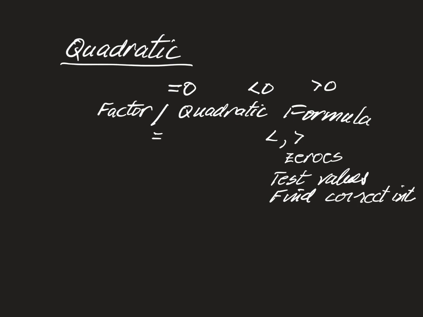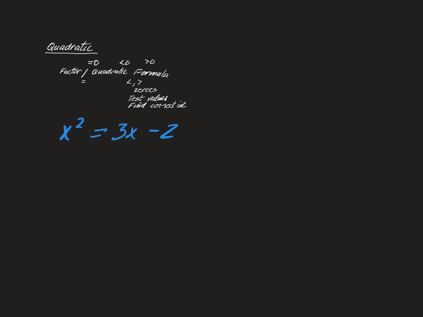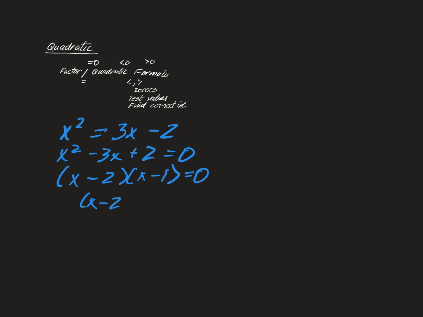So let's look at a couple real quick. Here's a quick equation, just a simple one. As I see, it's not equal to 0. So the first thing I would do is x squared minus 3x plus 2 equals 0. And then I would check to see if I could factor or use the quadratic formula. This one will factor. So I get x minus 2 times x minus 1 is equal to 0. And then I set each factor equal to 0. So I get x equals 2 and x equals 1.